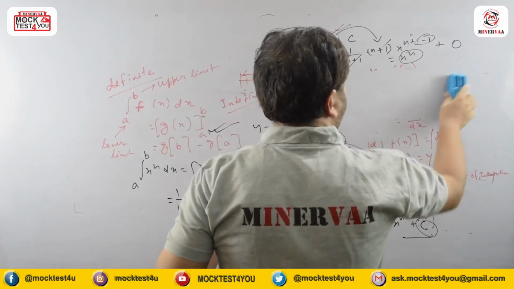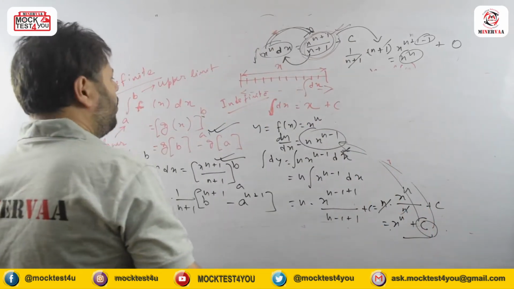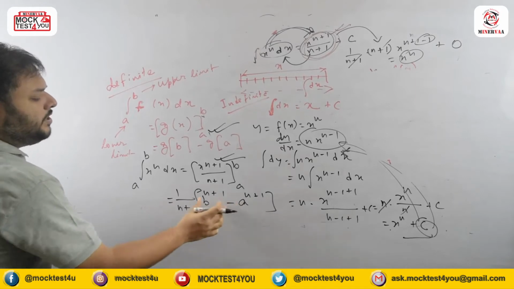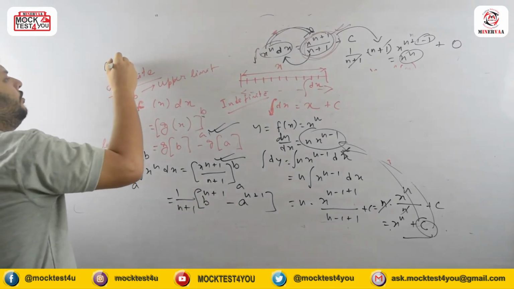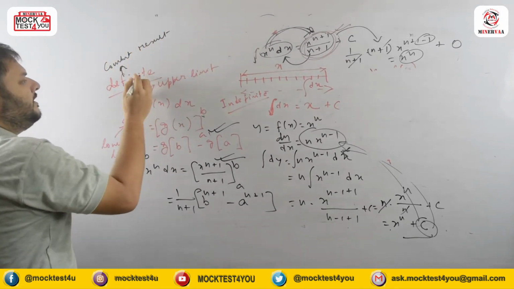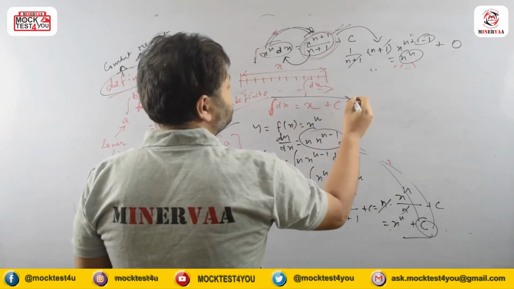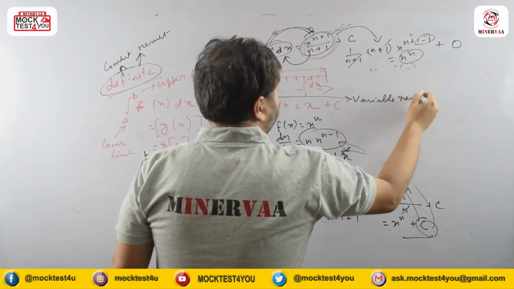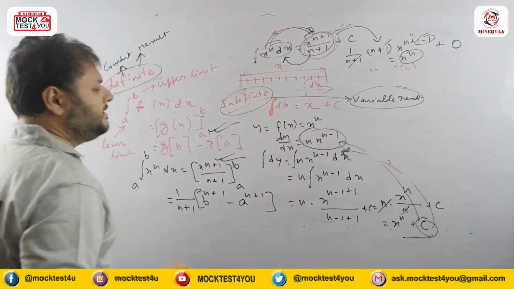The result coming out in definite integration is always a constant, because the result is limited between two certain value limits. So definite integration is always giving me a constant result, and indefinite integration is always giving me a variable result. So these are the differences between indefinite and definite integration.